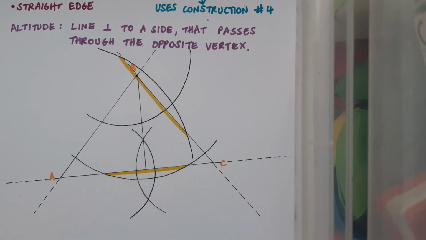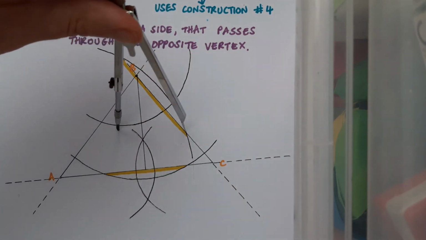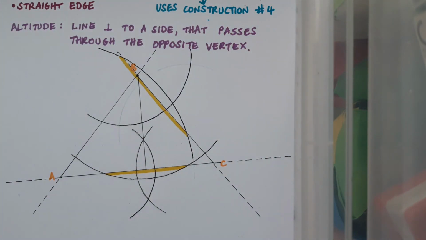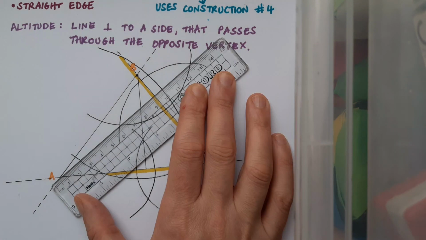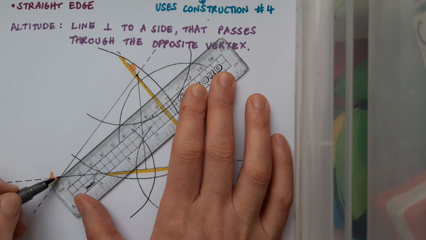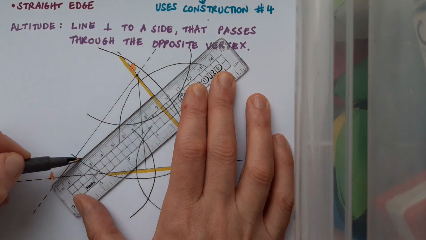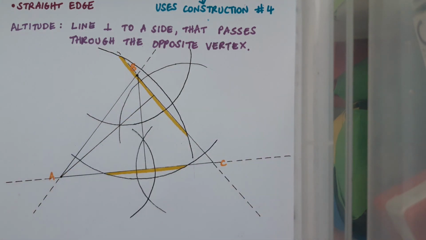And then I'll go to the other side, and again I'll draw an arc through that yellow portion. Now I'll take my ruler or my straight edge and I'll line up the points of intersections of those arcs, and it should line up with A. When I'm drawing the line here, I only need to go from the side BC over to the point A.